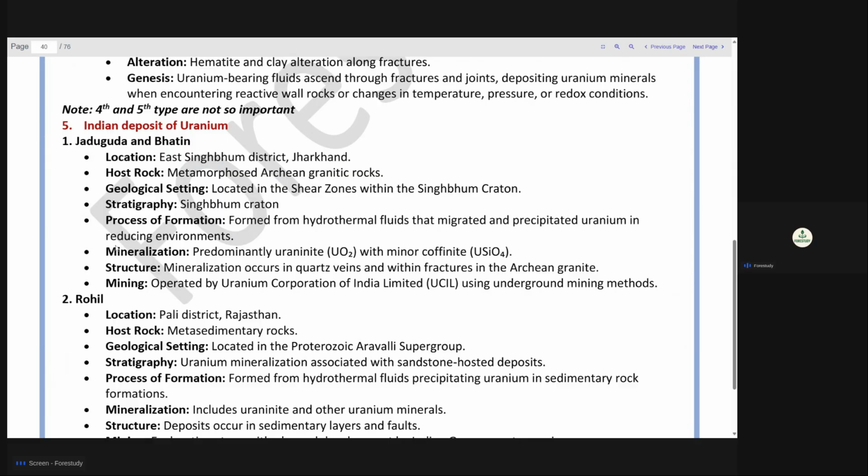Also, you can just add maybe in fractures and joints, because all types of these basins and formations will definitely have fractures and joints or any kind of permeable zones, until and unless there is an unconformity. Then you have to specify the unconformity. Otherwise, you can just specify fractures and joints or permeable zones in reducing environment.